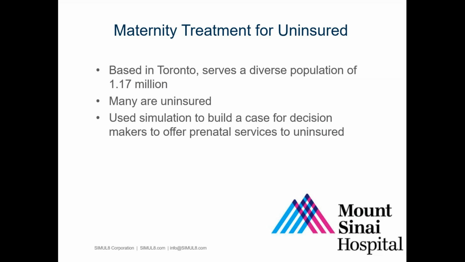Taking an example from outside of the UK, we looked at maternity treatment for those who are uninsured in Canada. This was with Mount Sinai Hospital, who work with a large population, 1.17 million patients. Many might be uninsured, but we use simulation to build a case for decision makers to offer prenatal services to those who are uninsured.